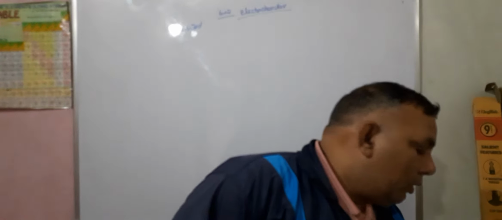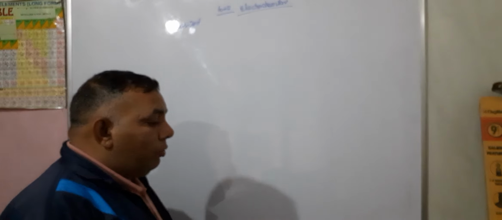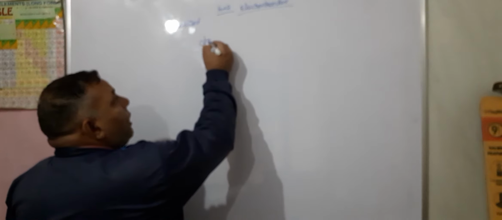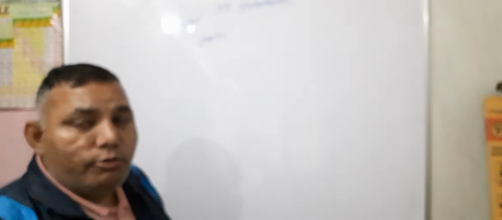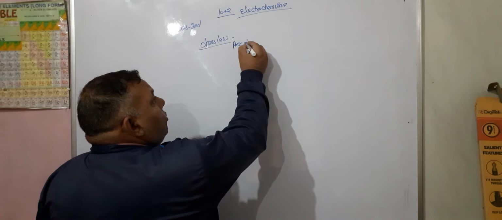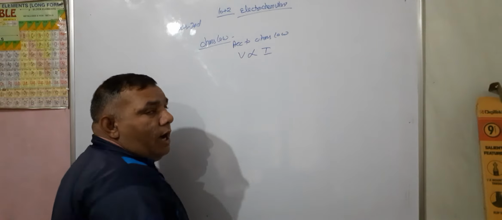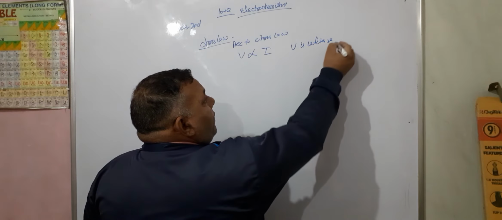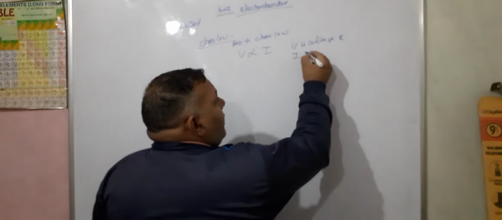Hello students, today I will start the second lecture for the 10 plus 2 electrochemistry. Today I will start from Ohm's law. What do you mean by Ohm's law? According to Ohm's law, V is directly proportional to I. What is V? V is the voltage. And what do you mean by I? I is the current.